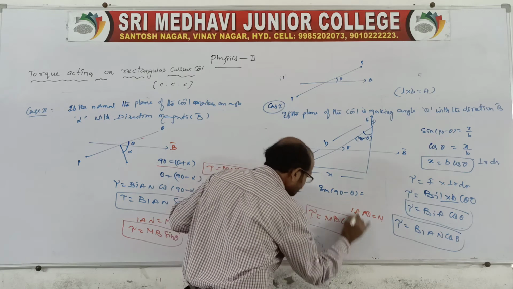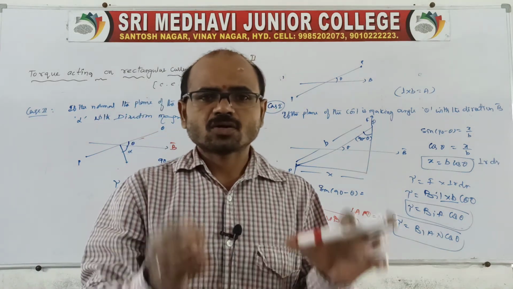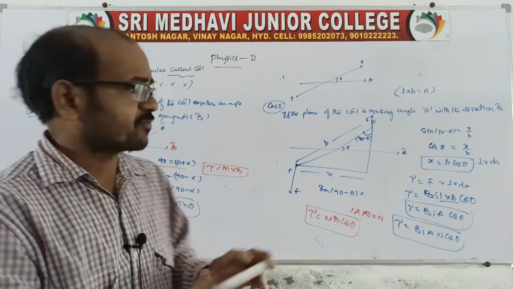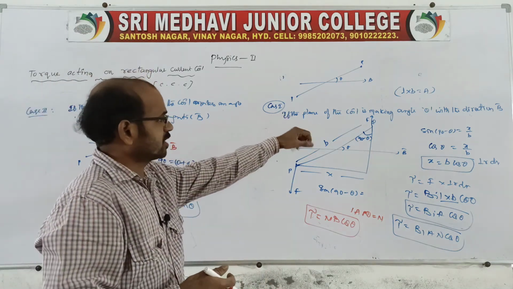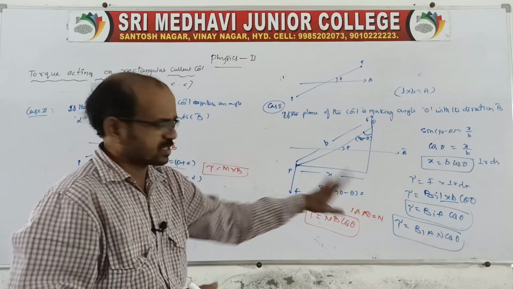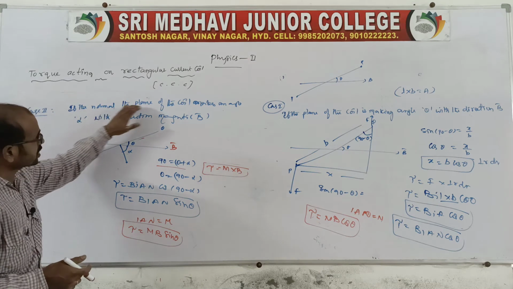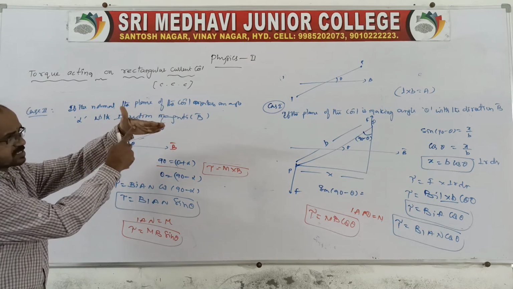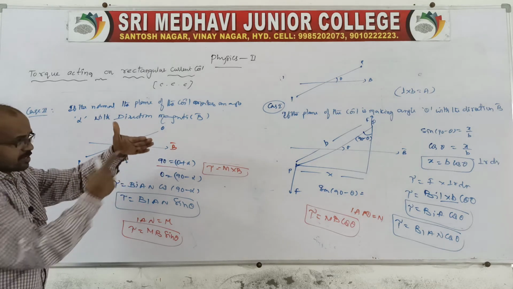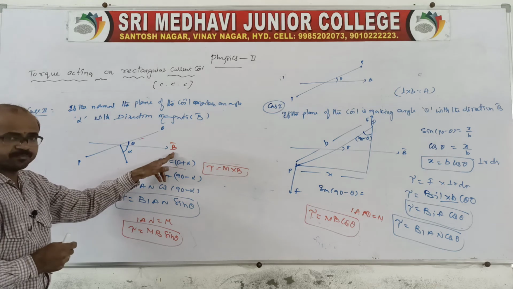So like this we have the two cases of torque acting on a coil. Torque acting on a coil is BIAN. But the first case is, if the plane of the coil is making an angle theta with the direction of B, then BIAN cos theta. And the second case is, if the normal of the plane, the perpendicular, is making an angle alpha with the direction of B.